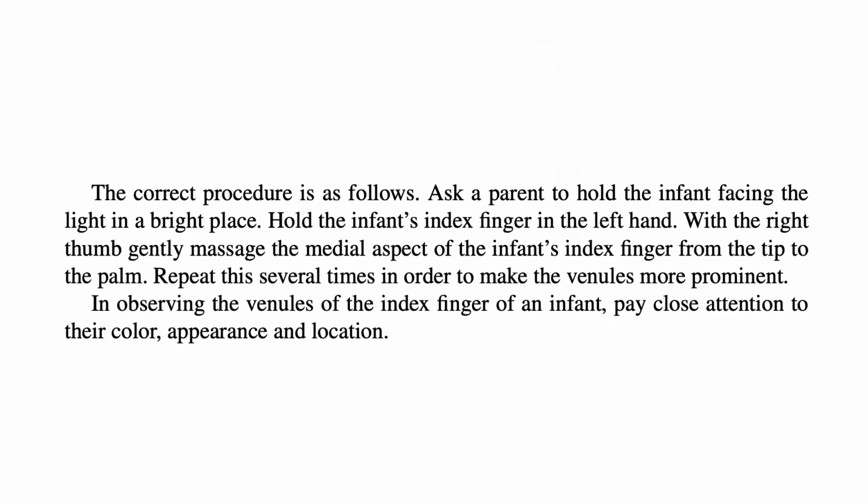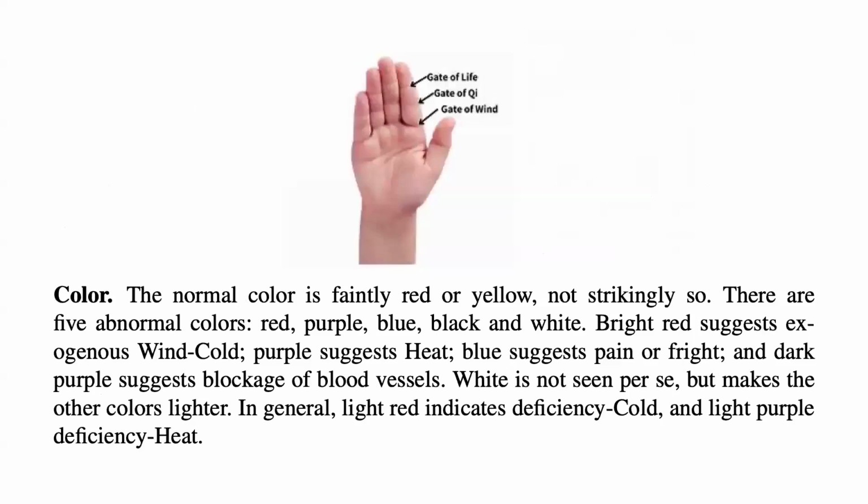In observing the venules of the index finger of an infant, pay close attention to their color, appearance, and location. The normal color is faintly red or yellow, not strikingly so. There are 5 abnormal colors: red, purple, blue, black, and white. Bright red suggests exogenous wind cold. Purple suggests heat. Blue suggests pain or fright. And dark purple suggests blockage of blood vessels. White is not seen per se, but makes the other colors lighter. In general, light red indicates deficiency cold and light purple deficiency heat.